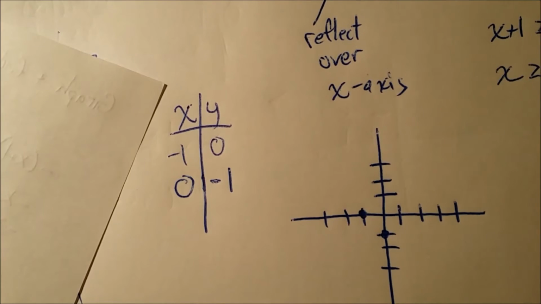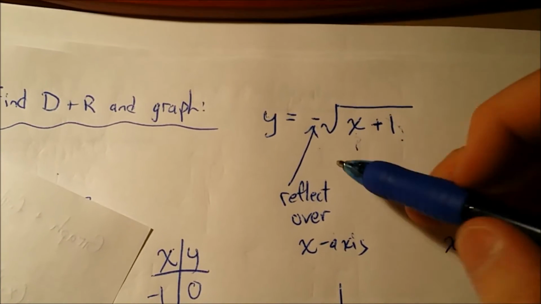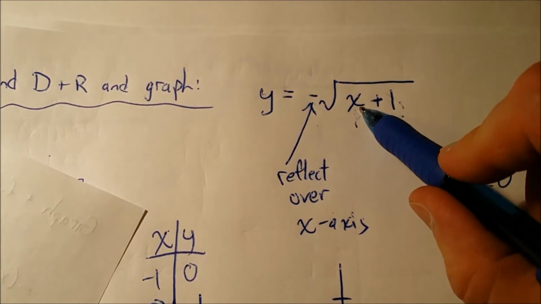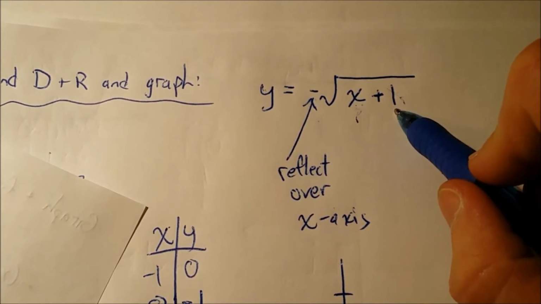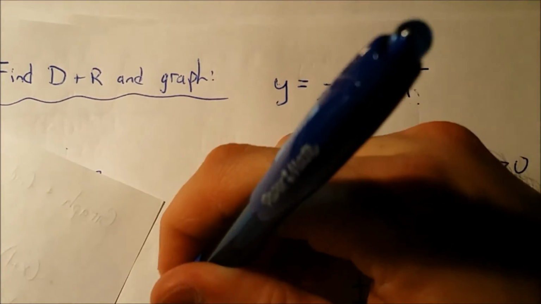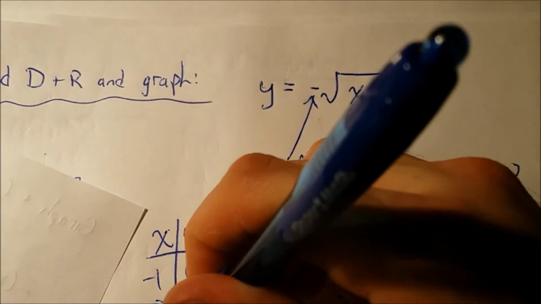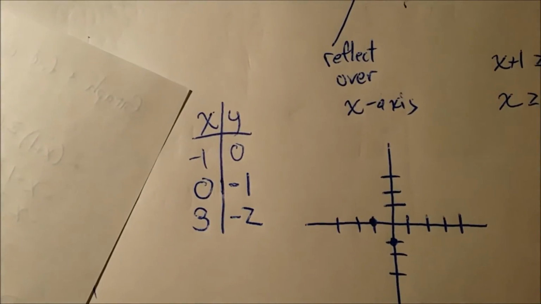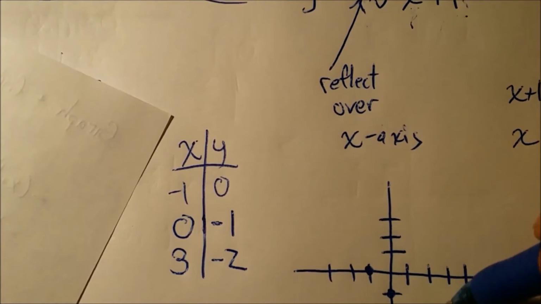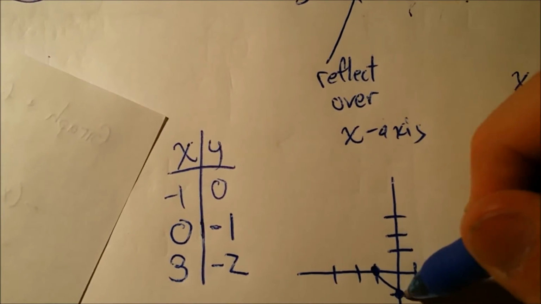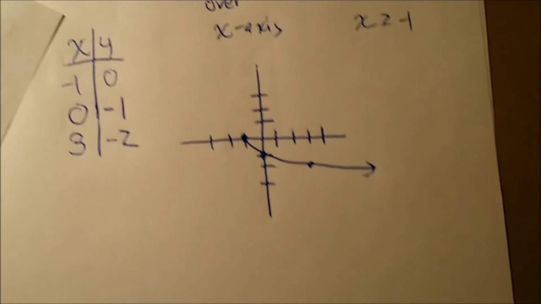So it's going over. I'm not going to plug in 1, because that's not easy, I'm going to get 2. I don't want to do the square root of 2. But if I plug in 3 for x, then I'm going to get the square root of 4, which is 2, and then the negative. So I get negative 2. Okay, that's more than enough info to give myself a sketch here. And we're done.